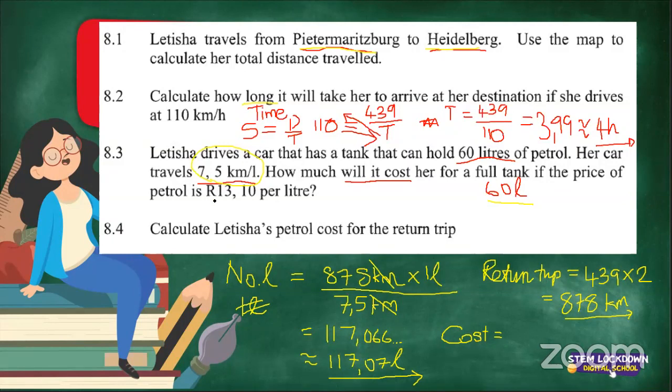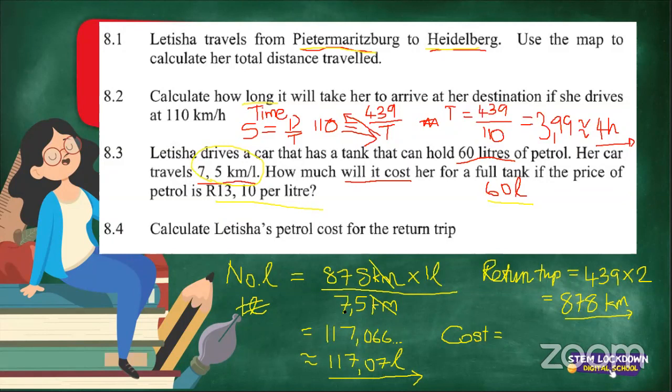Now, we'll be using this one here because I need to know the cost. I have liters, I need to know the cost, so I'm using the price of petrol. So obviously 1 liter costs 13.10. We have 117 liters. What is your answer?